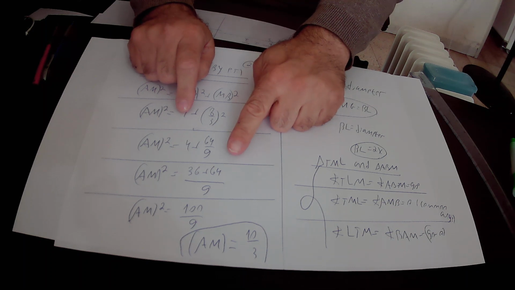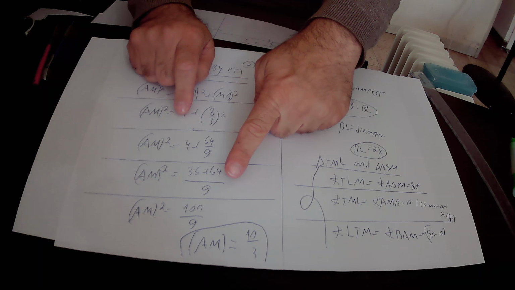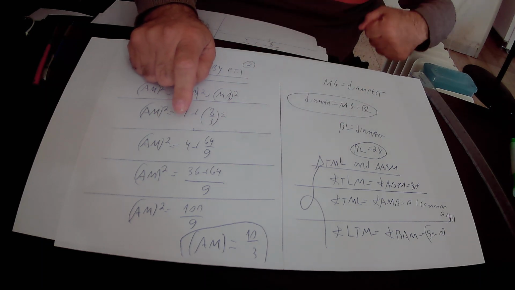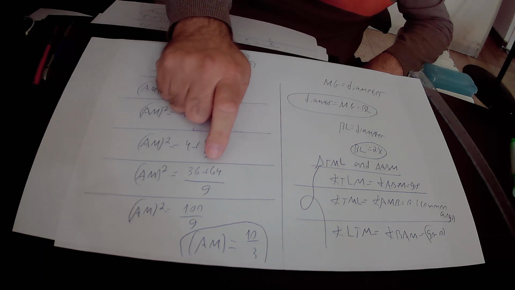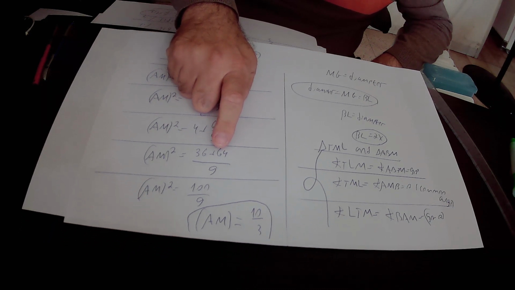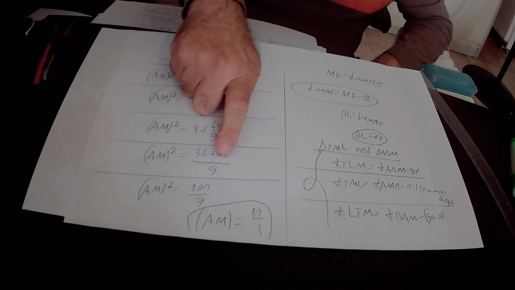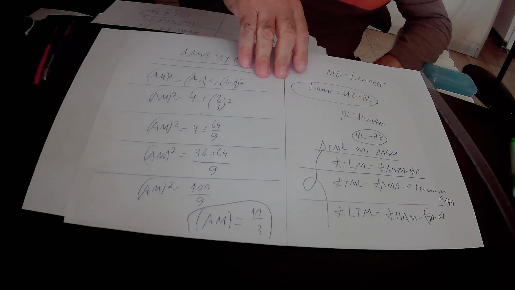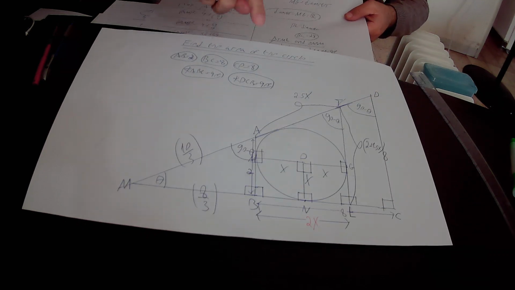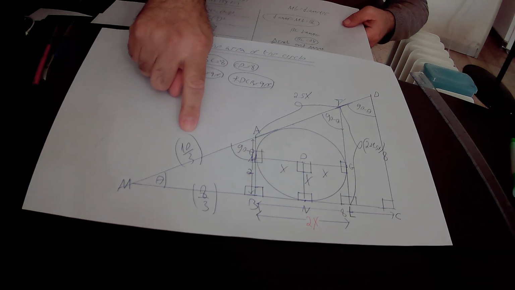So 36 plus 64 is 100, so it is 100 over 9. AM square equals 100 over 9. We took the square root of this equation and found that AM equals the square root of 100 over 9, that is 10 over 3. So we found that AM equals 10 over 3 units.